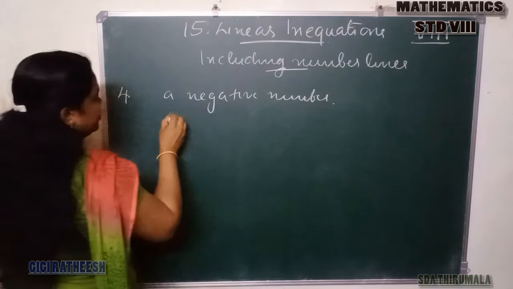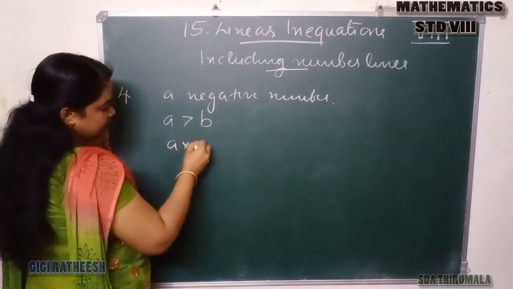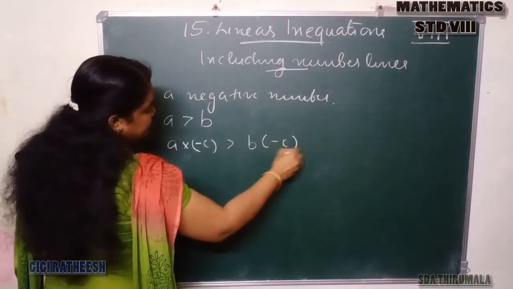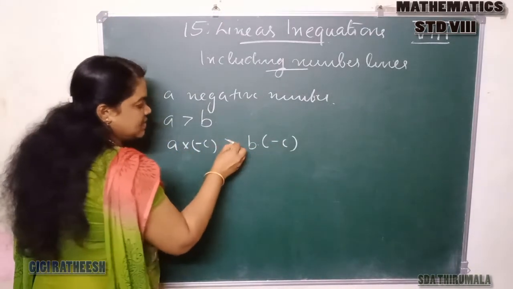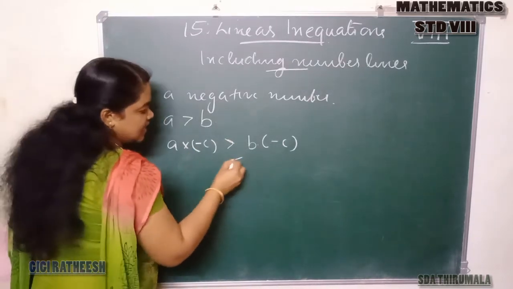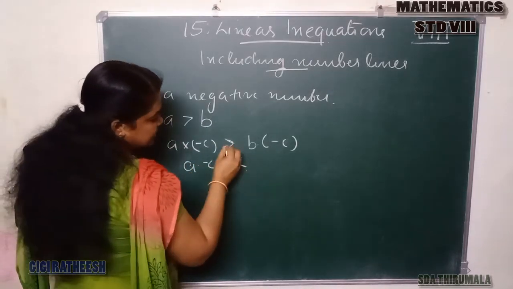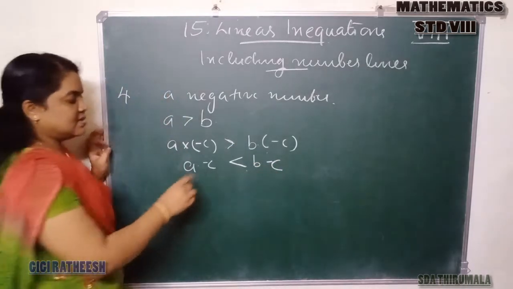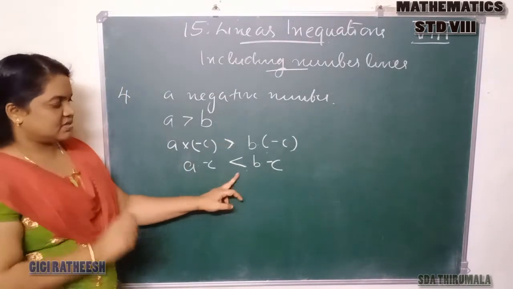Multiplying both sides of the inequality by a negative number, that is a into a negative number and b into a negative number, the sign reverses. That is, a into minus c, which was less than, changes to greater than b into minus c. The inequality reverses; here it is greater than and it changes to less than.